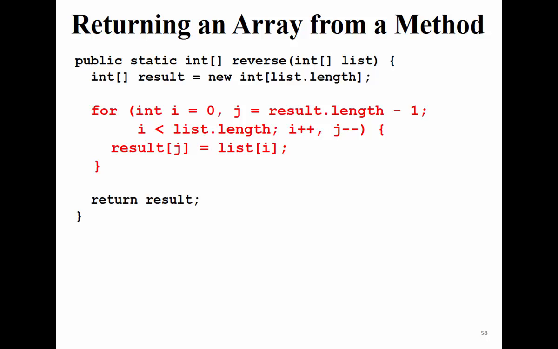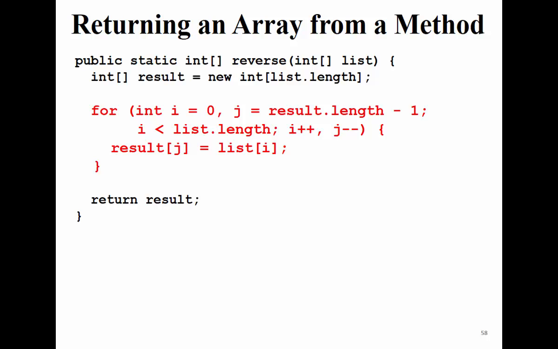And I create inside the method an array called result with the same length as the list array, which is the input array. I receive a list array, I create a new array. Then you see the i index. The i index starts from 0. This is a very compound for loop.